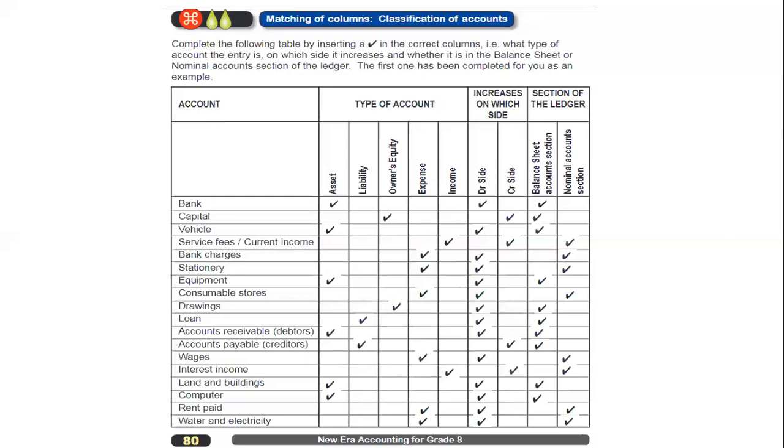So you can see assets and liabilities and capital, you find them under the balance sheet section. Income and expenses, you find them under nominal accounts. So expenses, income, all types of income, nominal accounts. Assets, liabilities, and capital related accounts, you find them under balance sheet. So you need to be able to classify these, and you also need to know how they increase, because that will help you when you do your double entry.